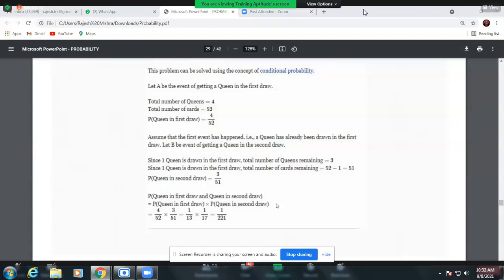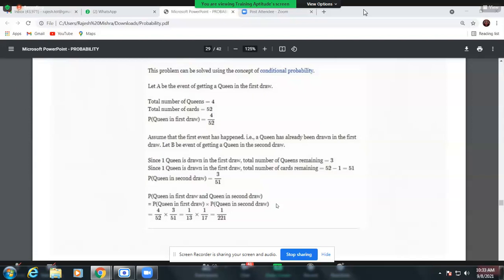Both the outcomes I take separately and then multiply them. Is this okay? Yes or no? Because in both the cases I'm taking total numbers individually. So first step, when I want to pick up one queen out of a pack of 52, it is nothing but 4 upon 52. Why? Because I've got total 4 queens. Now once this particular queen has already been drawn, I'm left with 3 queens and the total number of cards left is 51. Do you agree with this?